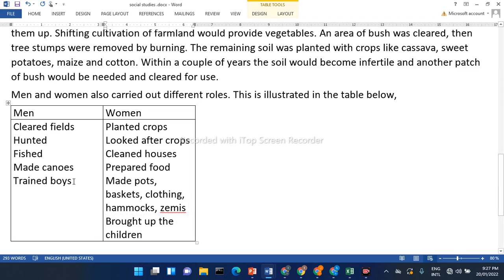Okay, so here we have the roles of men and women, and the men did the activities that were more outdoors and more fast paced and more strenuous, like the hunting and the fishing and the making of canoes and clearing fields. The women would do more indoor activities, like cleaning the houses, preparing the food, making sure that the clothes and the hammocks are made, and then raising up the children.